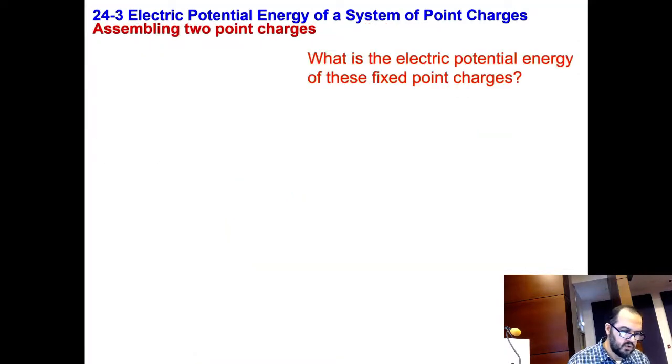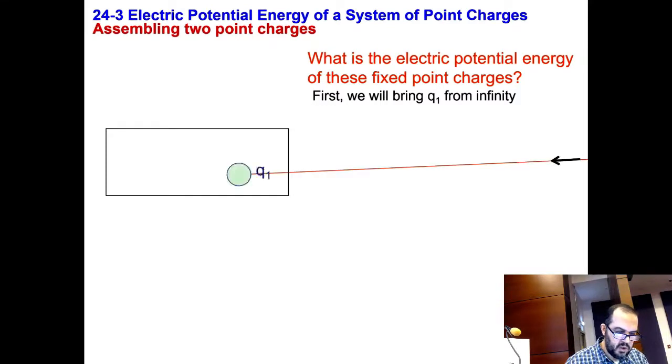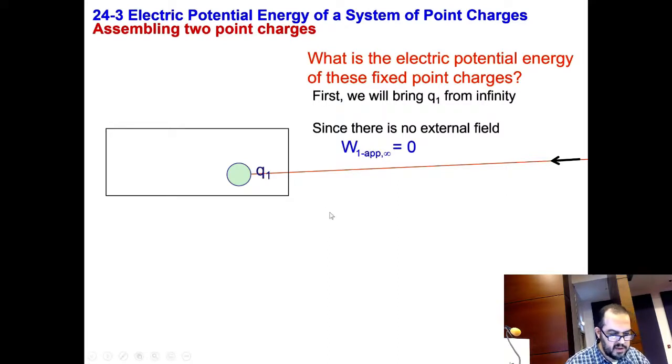Okay, so this is what we want to do. We're going to bring the first charge, Q1, from infinity to this position. Q1 is not moving in an electric field, so the work done to bring it from infinity to this position is 0, because there is no electric field that is helping it or opposing it. So the work applied to bring the charge Q1 from infinity is equal to 0.